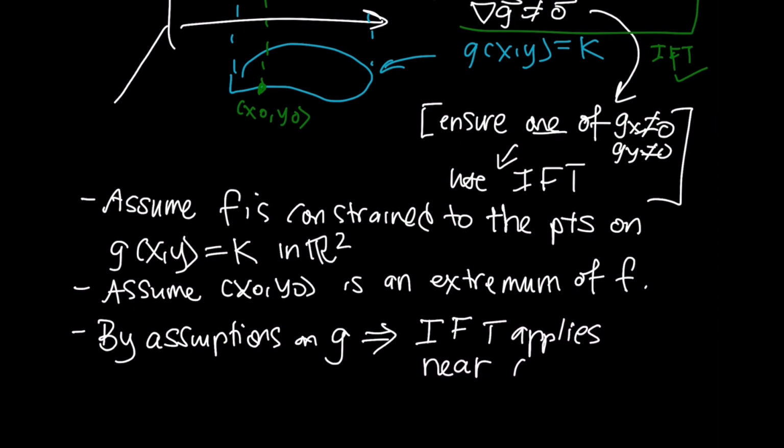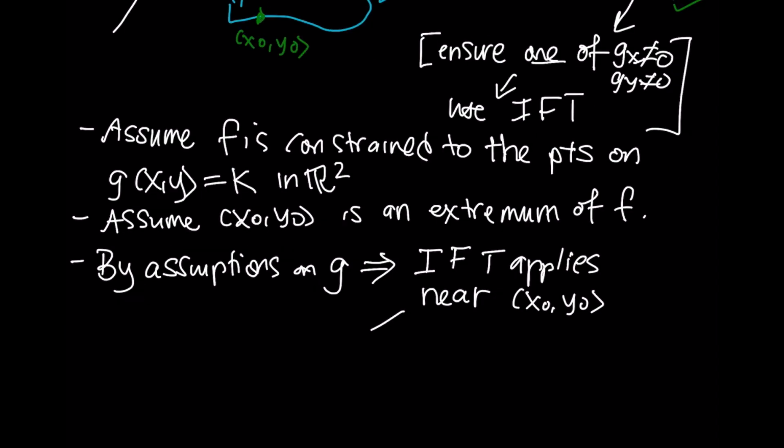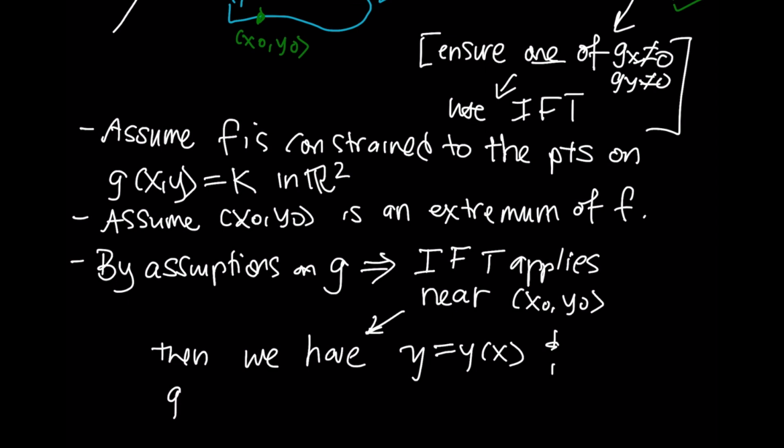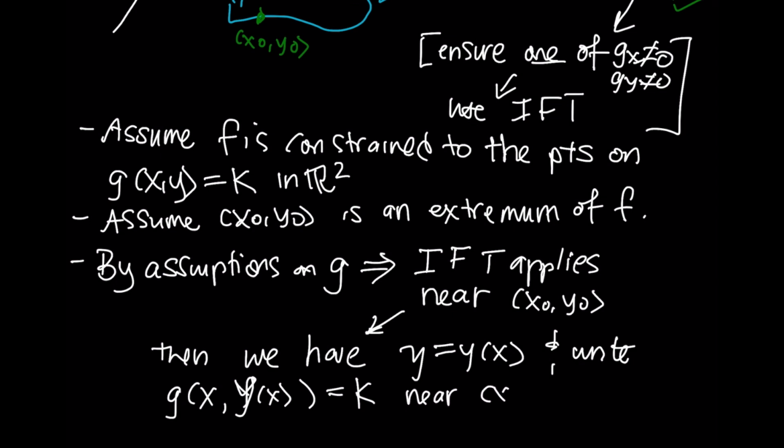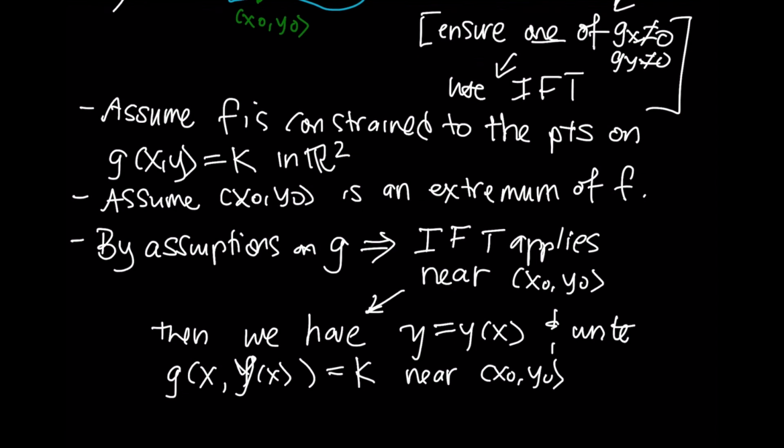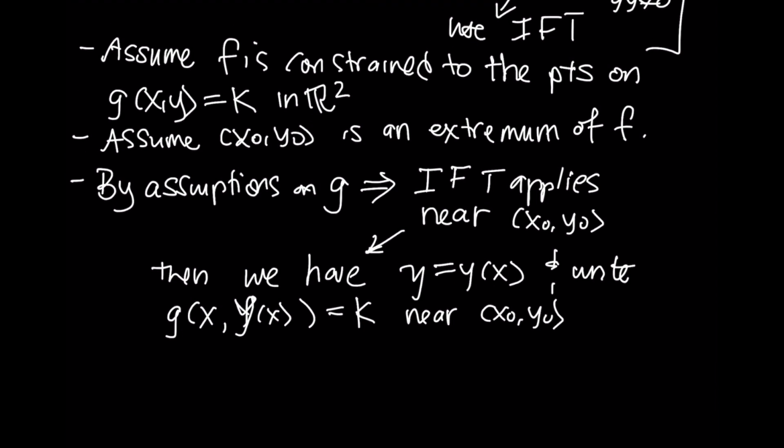If the implicit function theorem applies near x0 and y0, then y is a function of x, and g is a function of x and y of x, and this is going to be true near x0 and y0. We have assumed that the gradient of that g curve isn't going to be 0 at any point along this curve. If gy happens to be 0 at that point, we'll just switch to gx and then apply the implicit function theorem there.